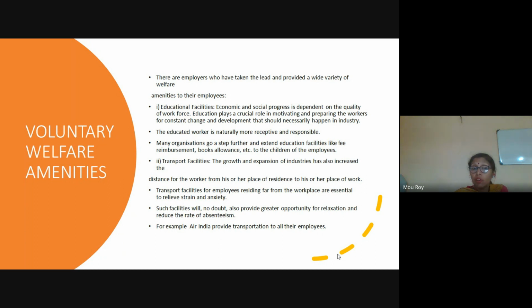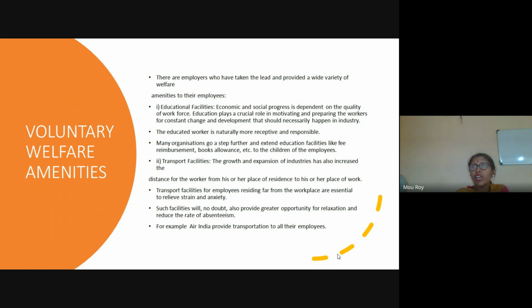So the transportation is taken care of by the company. And what happens when these facilities and benefits are provided to the employees? No doubt, it provides a great opportunity for relaxation and reduces the rate of absenteeism. Think of having a two-wheeler during the rainy season, which is really very difficult. If you come to your workplace by your own two-wheeler, you find it very difficult. Maybe at the time of coming to the office it's raining, so you may get late. Sometimes you think, let's drop it, we won't go to the office today. So this type of thing takes place.